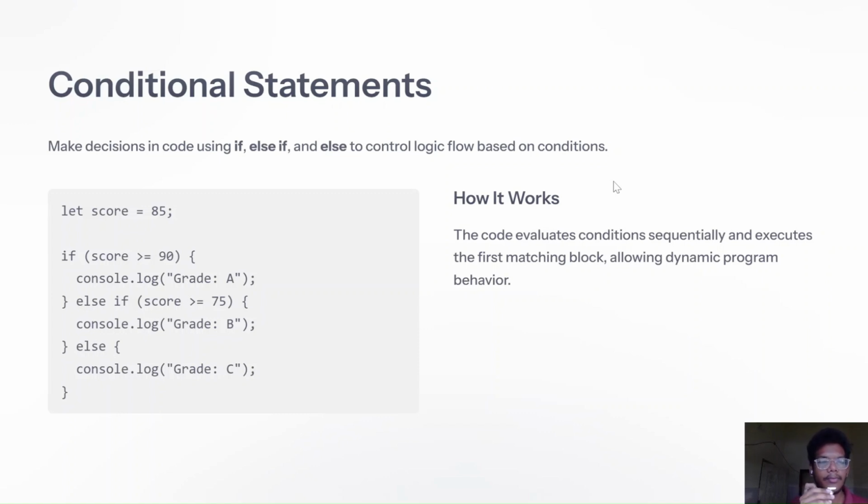So now we can see a small example related to it. Initially, we have declared score equal to 85. Next, in the first if statement, we have checked the condition: is score greater than or equal to 90? If the score is 90 or greater, then it prints grade A.